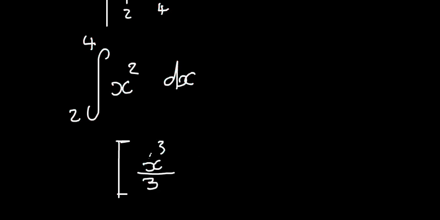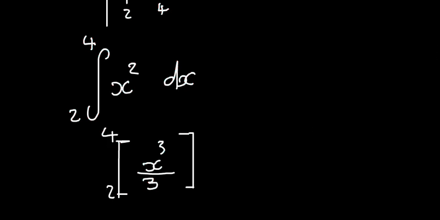If we were to differentiate that, we'd reduce the power to 2, or times by the original power, which makes it 3x cubed over 3, and then reduce the power to 2, which gives us 3x squared over 3. The 3's cancel, you get x squared. So this is in the square bracket between the limits 4 and 2.